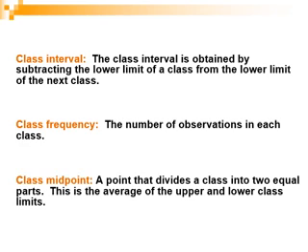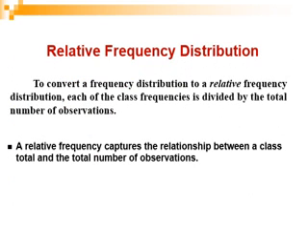Another definition is the class frequency. Class frequency is the number of observations in each class. And finally, the class midpoint is the point that divides a class into two equal parts. That's in the middle, so the two equal parts. This is the average of the upper and lower limits of the class and is calculated by the rule that we used, that is, lower limit plus upper limit over 2.